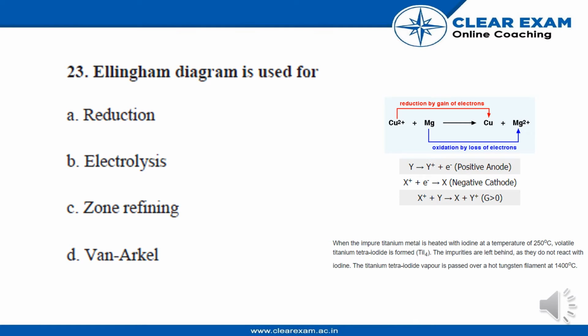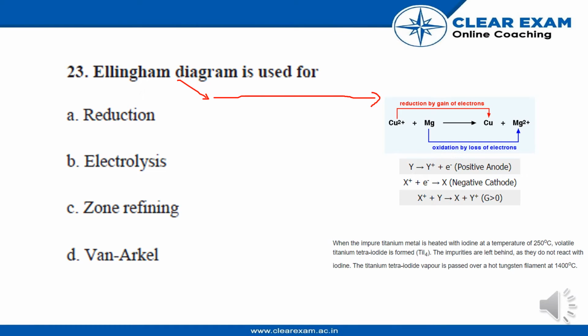What is an Ellingham diagram used for? First of all, we should know what an Ellingham diagram is. An Ellingham diagram is used for estimating the temperature at which a particular metal oxide is reduced by another metal.